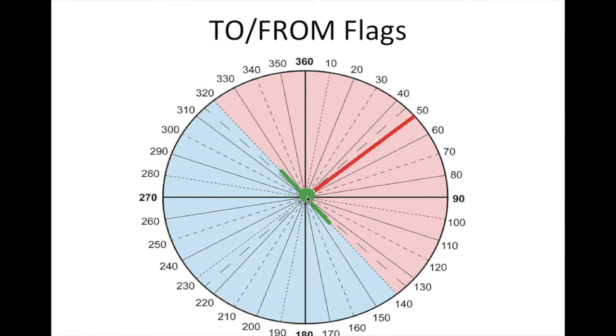Let's say my radial of choice is 230. I selected 230 using my OBS and the CDI, the course deviation indicator. So if I'm selecting the 230, and I'm anywhere in that blue section, my aircraft lies on that side, which is between 140 and 320. In the blue side, there will be a from indication. If I'm in the pink side, it will be a to indication.